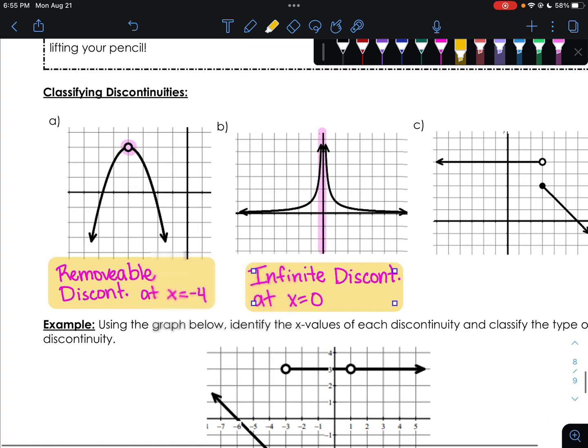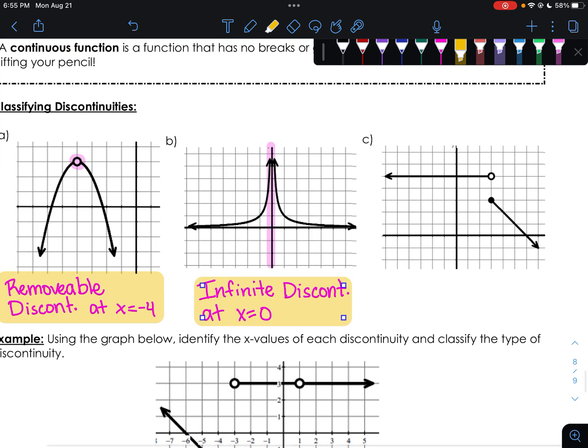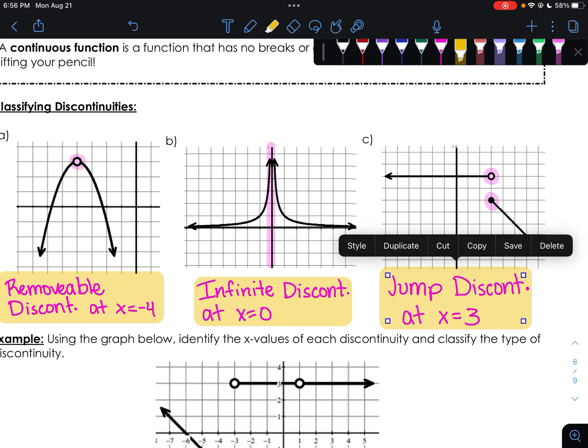Okay. Looking at the next part, I see that my discontinuity is happening here. And it looks like I'm jumping from one function to another. So this is jump discontinuity. Again, abbreviating. And this happens at the x value of 3. So those are the 3 main types of discontinuity that we need to be able to identify.